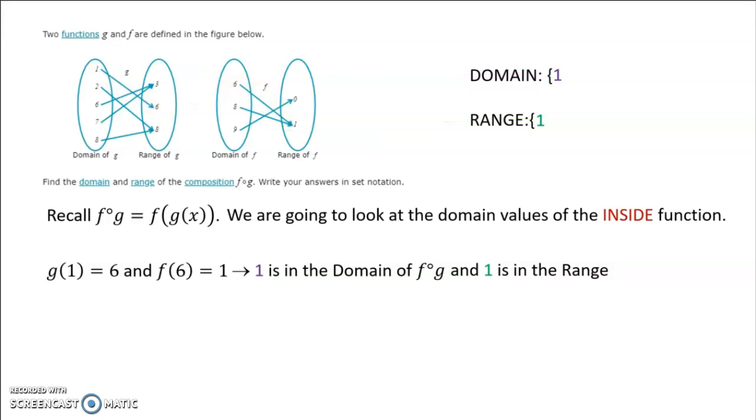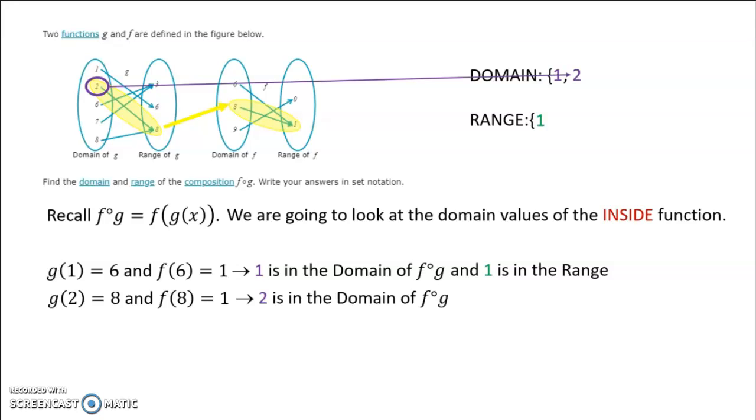Now we'll go to the next member of the domain of g. g of 2 is 8, and f of 8 is 1. This means that 2 is in the domain of f of g, and 1 is in the range. We do not need to list the 1 again since it's already there. Now we'll go to the next value in the domain of g.